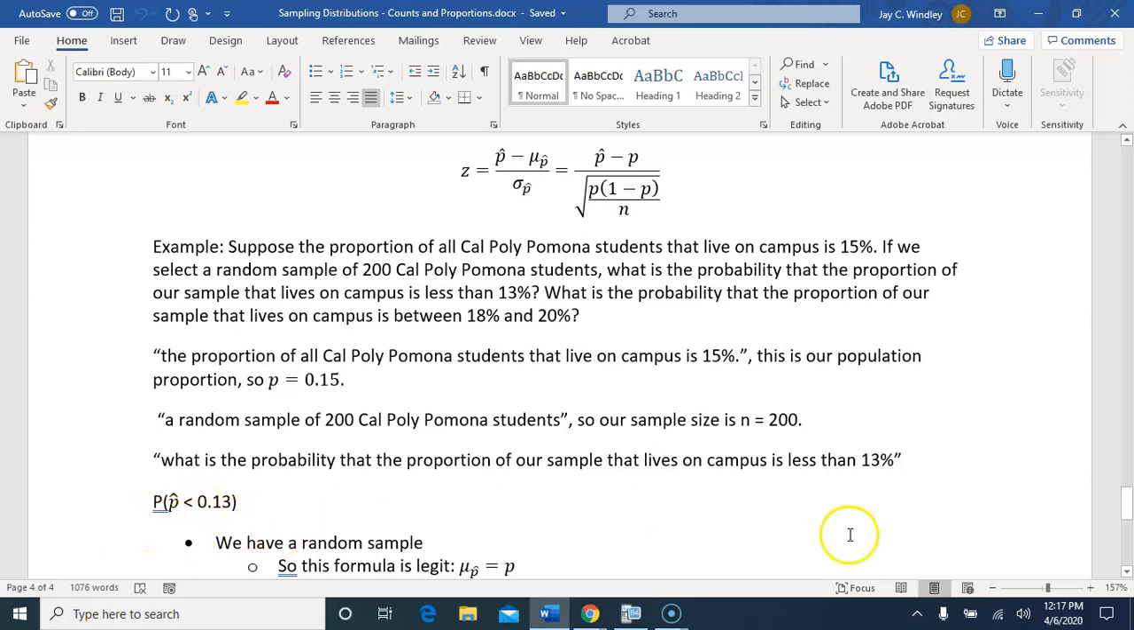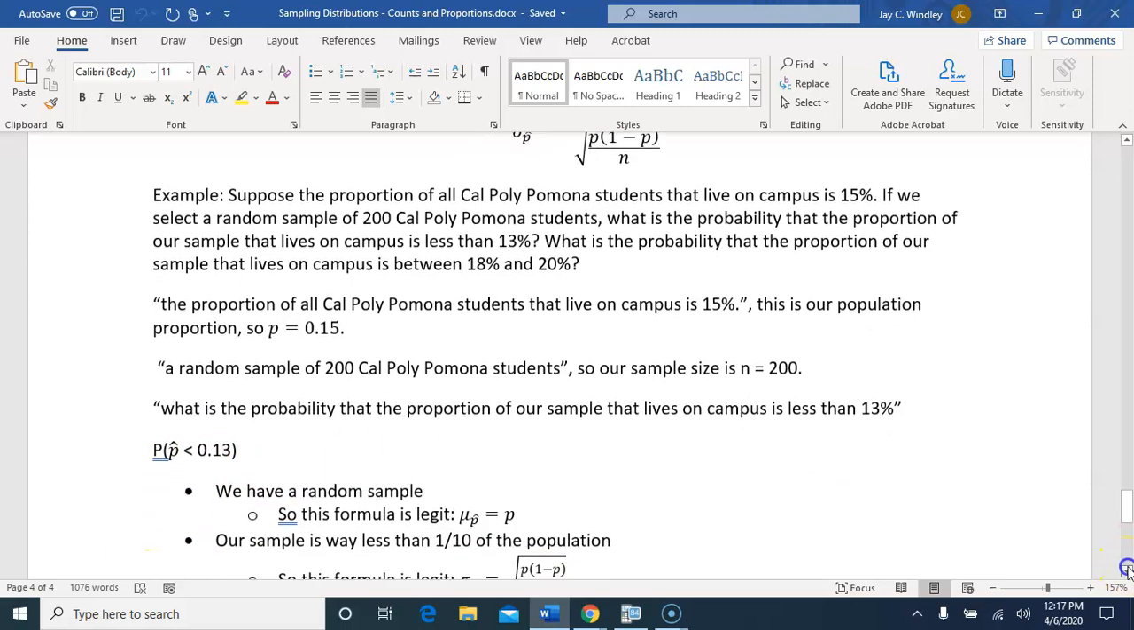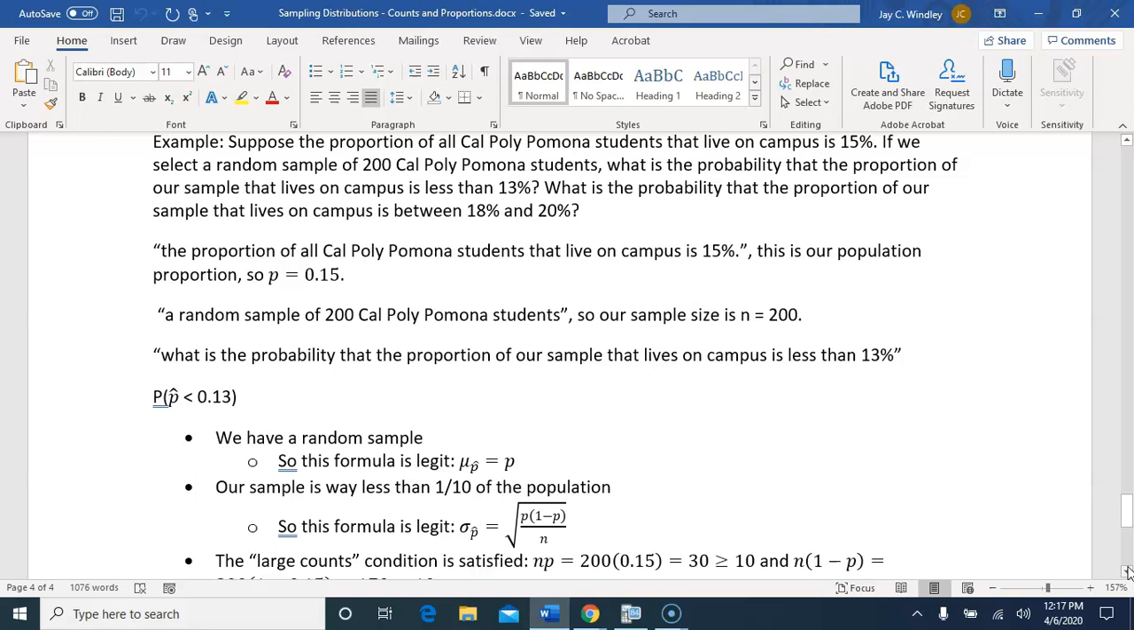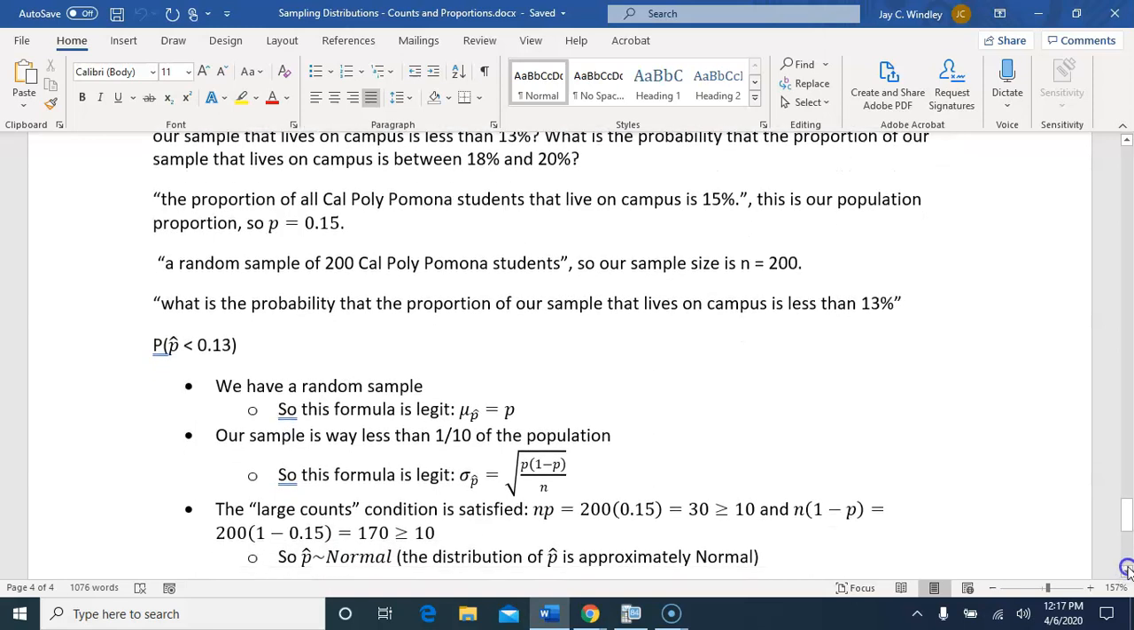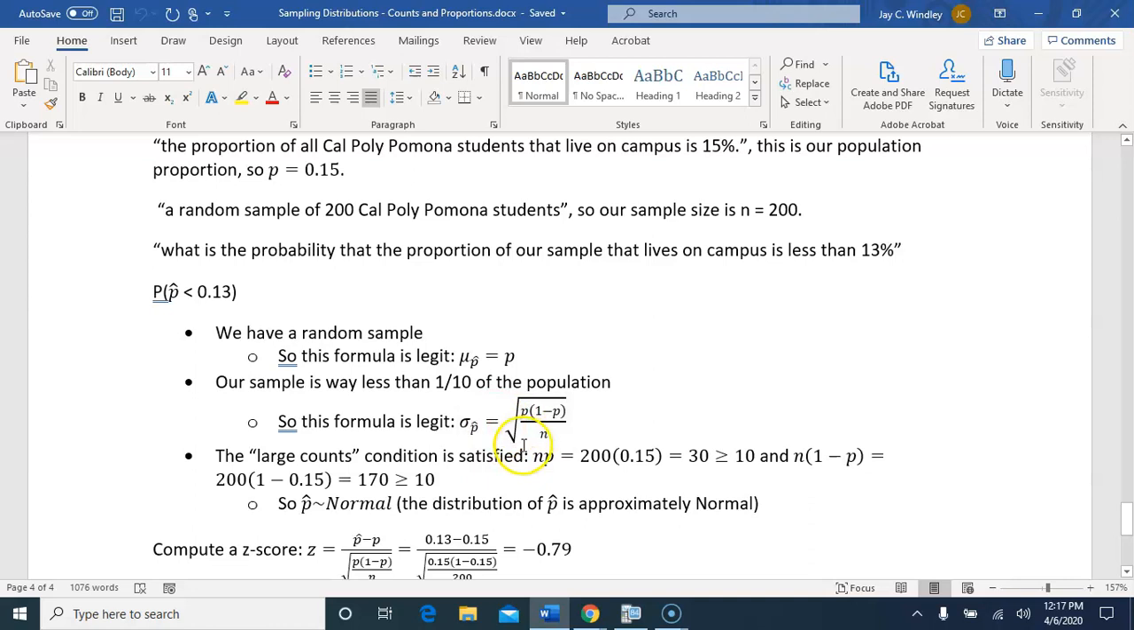So we have this statement here. Checking the three conditions that need to be met. We were told that we have a random sample, so that formula is legit. Our sample of 200 is way less than 1/10 of the population of Cal Poly Pomona students. Therefore, this formula is legit. And the quote-unquote large counts condition is satisfied because n times P is 200 times 0.15, which is 30, which is greater than 10. And likewise with n times 1 minus P, that's greater than 10. So the distribution of p-hats is approximately normal.